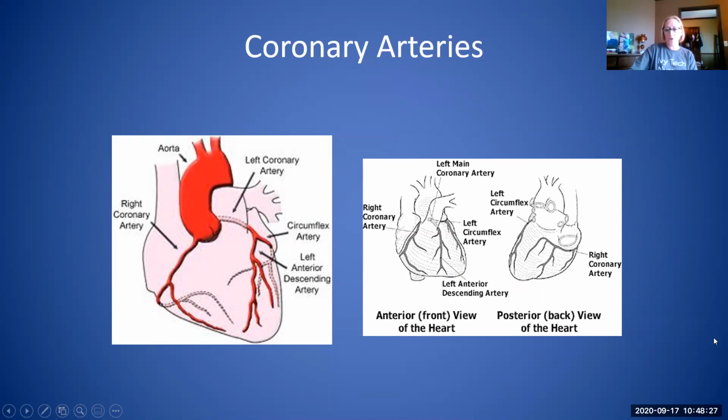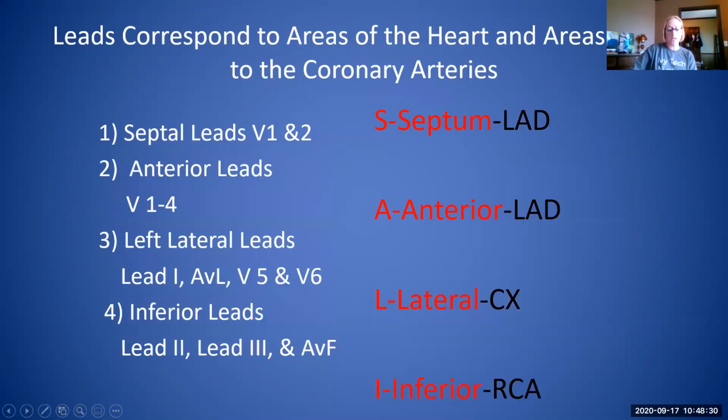So when we go back to this slide, if you look at the heart, you can see that the LAD supplies the septum, and then it's the anterior side of the heart, which is where our left ventricle is. The circumflex is the back side of the heart, the back side of the left ventricle and left atrium. And then the inferior side of the heart is supplied by our RCA. So when you hear of a patient that's had an anterior MI, you know that the LAD is where the blockage is.